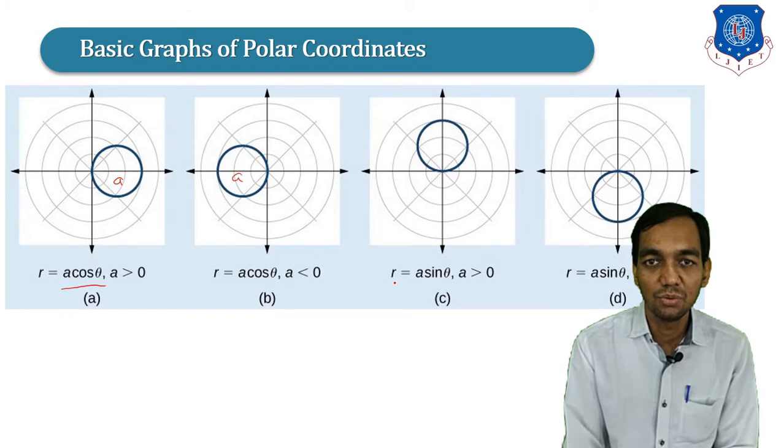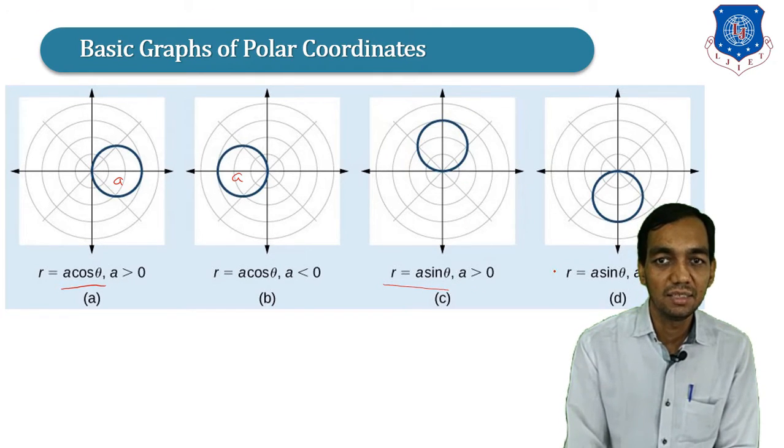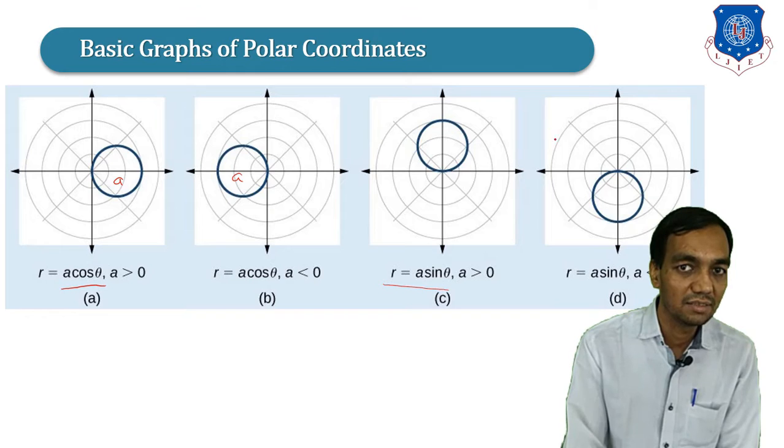In the same manner, r is equal to a sine theta, where a is positive, then you have a circle on the positive y-axis. And in the same manner, if r is equal to a sine theta, where a is negative, then you will have a circle on the negative y-axis.